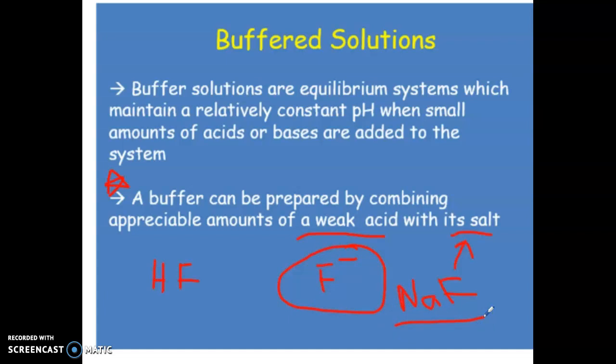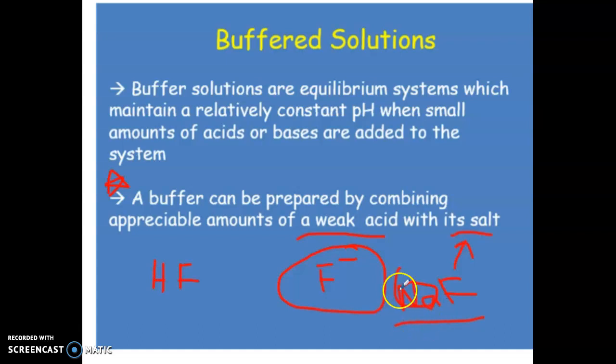Essentially what you're trying to do is you have the equilibrium happening, but you don't want to wait around for it to actually reach equilibrium. So what you do is you add in some reactant and product at the same time. Now keep in mind, for the salt that we use, you want to put a metal ion that will not interfere with hydrolysis.